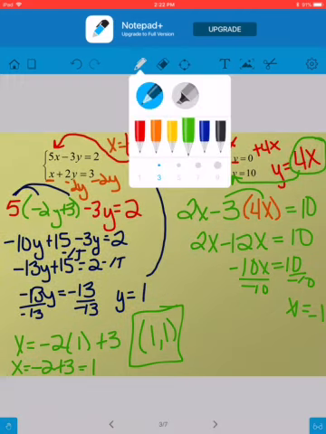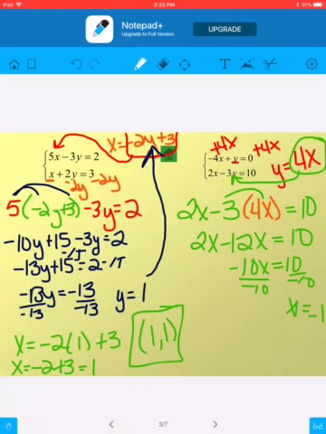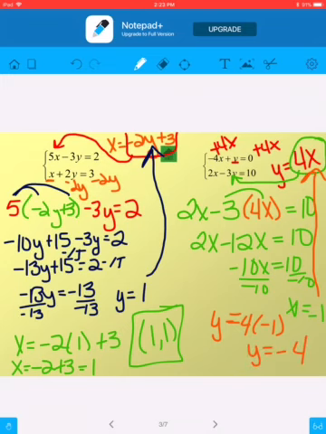Well, now that I have that x equals negative 1, I can take that negative 1 and plug it in for x into one of the equations and solve for y. So y equals 4 times negative 1, which means that y equals negative 4. So my solution is negative 1, 4.